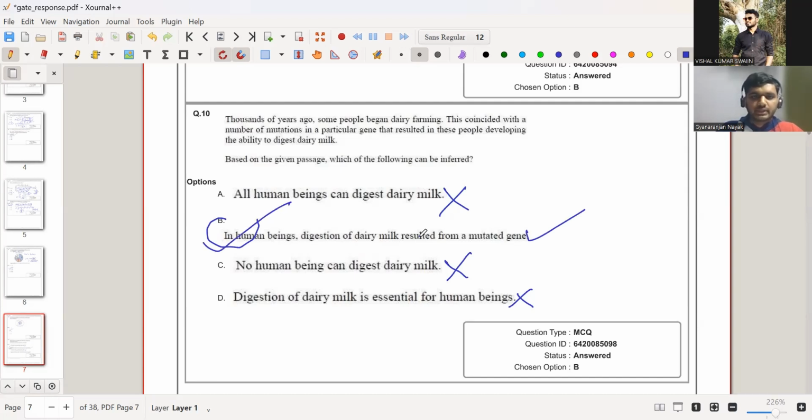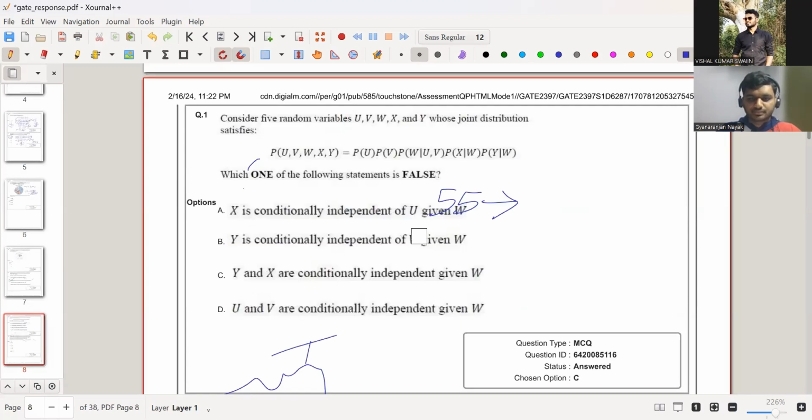So we proceed to the next, and here our aptitude session is complete. So we'll start from the first.